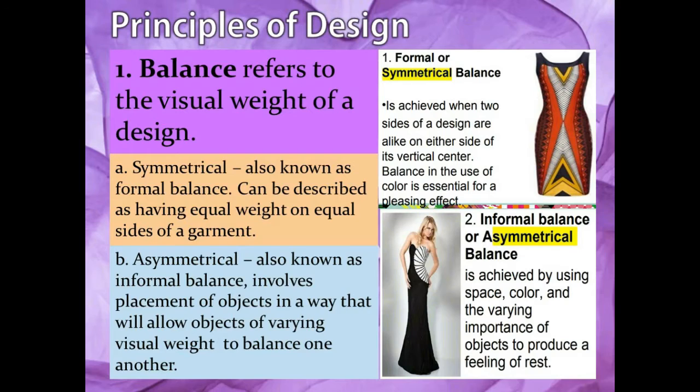The second type of balance is the asymmetrical, also known as the informal balance. It involves placement of objects in a way that will allow objects of varying visual weight to balance one another. In informal or asymmetrical balance, it is achieved by using space, color, and the varying importance of objects to produce a feeling of rest.